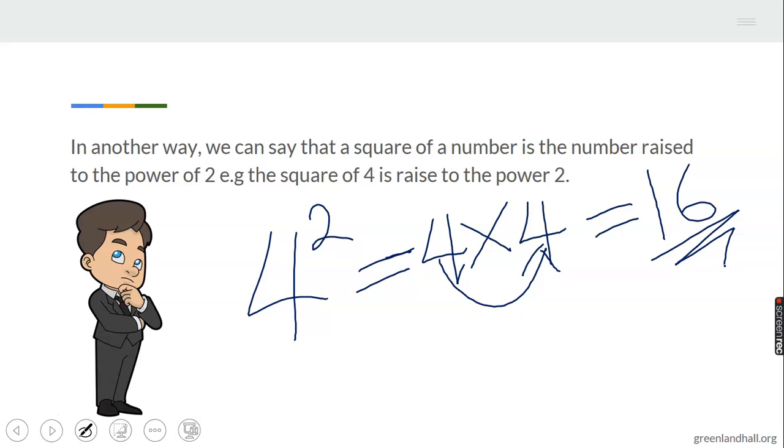We can write this in English form, or we can say this in a mathematical way, which is 4 square.